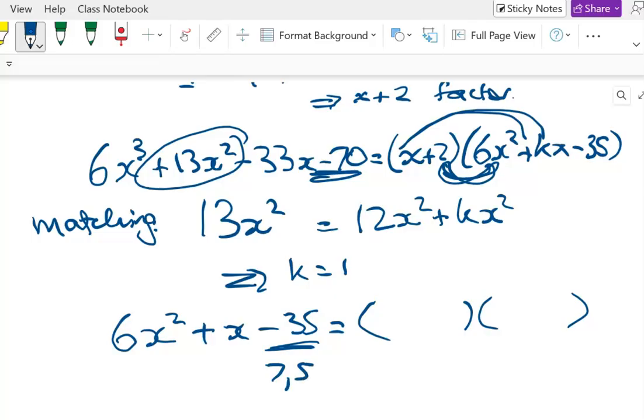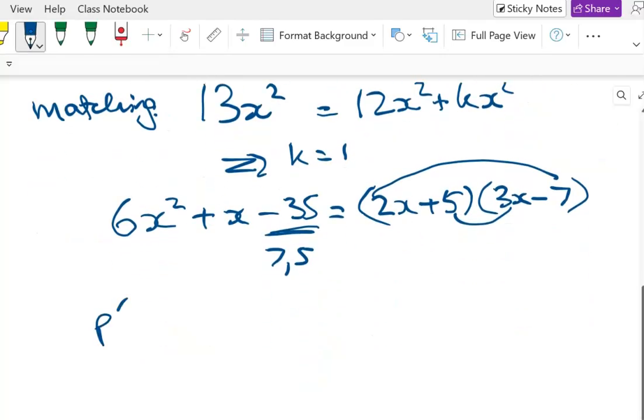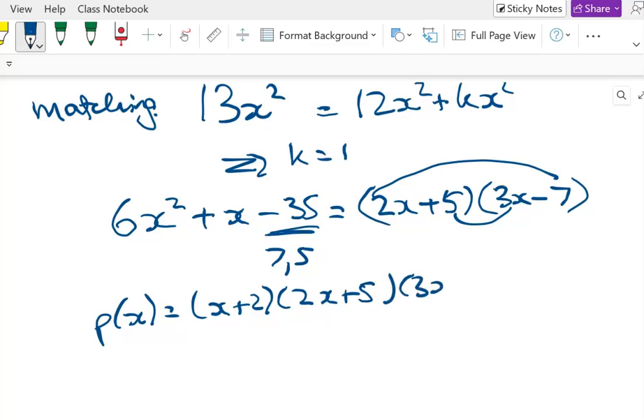So let's just try it. Put a 2x here and a 3x here. And it looks like you can just about feel it before you even do it, that you've got a 7 here and a 5 here. That's going to give me something. That's giving me 14 here and 15 here. And I want to have a plus. So it's going to be plus here, minus here. So we're done. That means that p of x is equal to x plus 2 times 2x plus 5 times 3x minus 7.